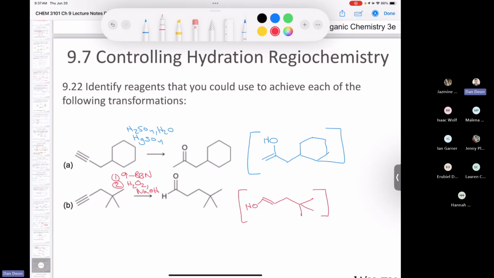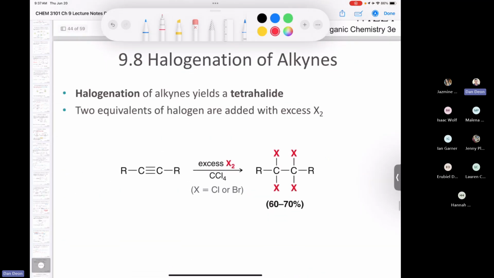All right, so that's a little bit about hydrohalogenation and hydration. So we've covered both of those. We talked about Markovnikov addition and anti-Markovnikov addition. And that brings us to halogenation. You guys remember talking about the halogenation of an alkyne or of an alkene, where we said, let's say you have some kind of double bond like this, and then you treat it with bromine like that.